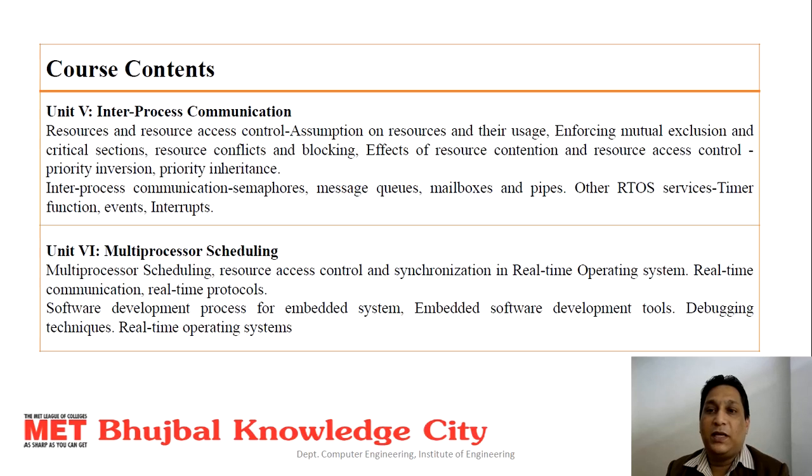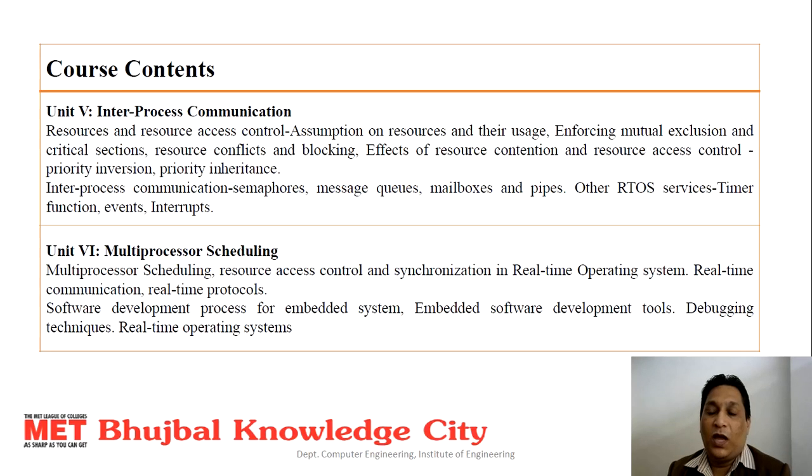Unit 5 is inter-process communication. As we know, all the processes are going to communicate with each other in any environment. So inter-process communication is one of the best ways to have your operating system and your embedded system very well done. Resources and resource access control. Then we need to check assumptions on the resources. Inter-process communication with semaphores, message queues, mailboxes and pipes we are going to check in this case.